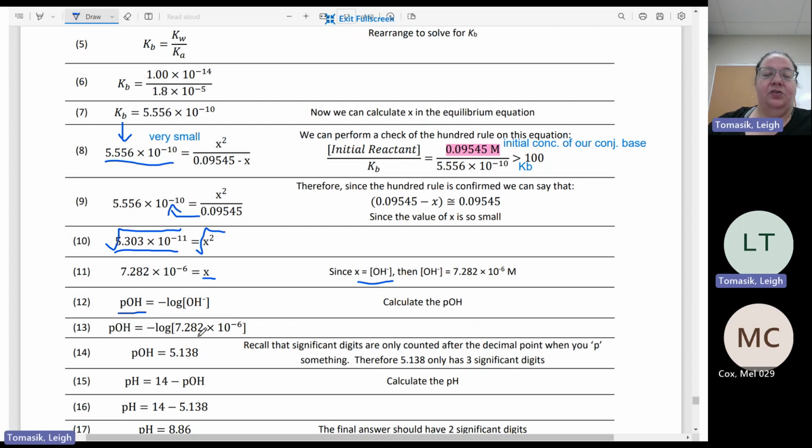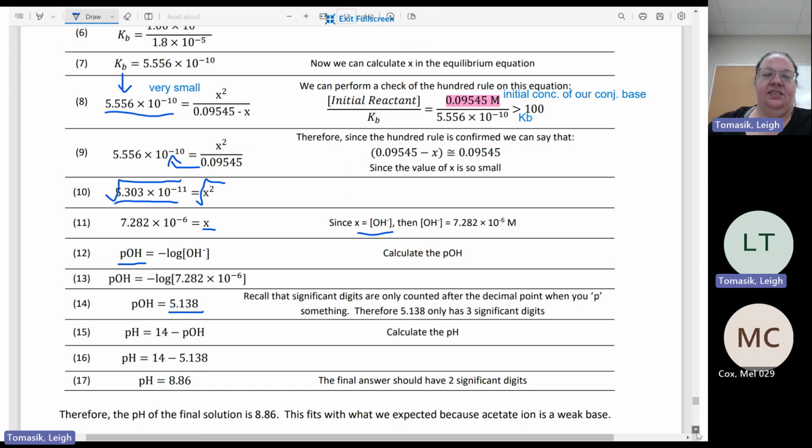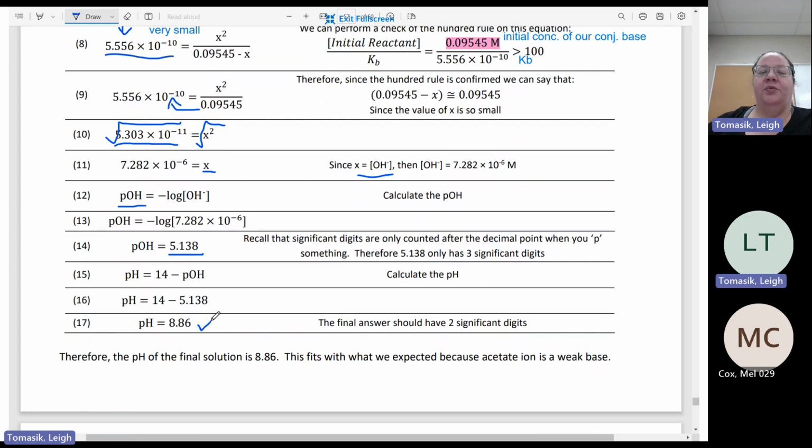We just take the negative log of it, and then we find that the pOH is 5.138. So we can calculate the pH by doing 14 minus the pOH, and that'll give us a pH of 8.86, at which we're going to stop and think about whether this is appropriate or not.